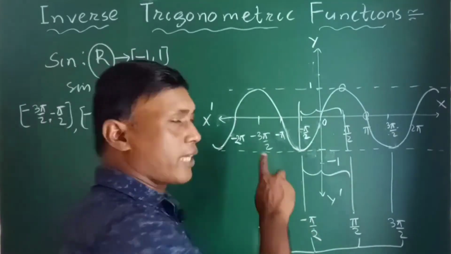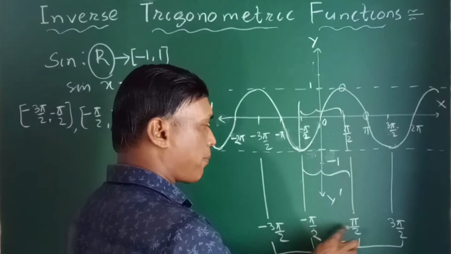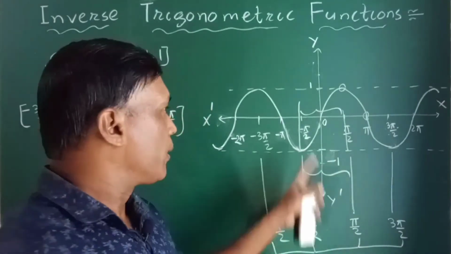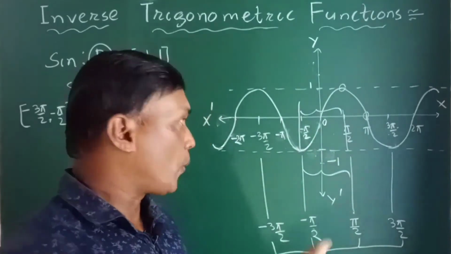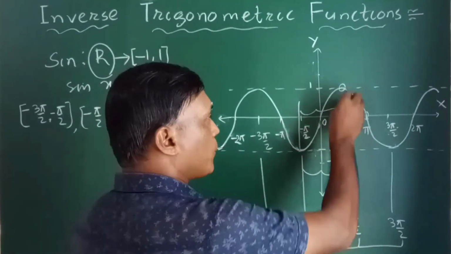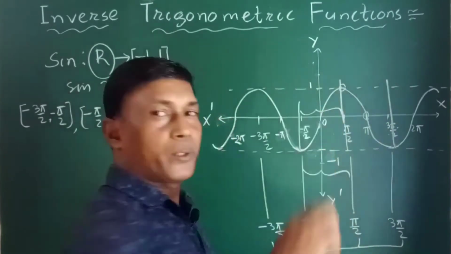That means the sine function is one-one in this interval, minus pi by 2 to pi by 2. So in this interval the sine function is bijective. Also, not only here but also from minus pi by 2 to 3 pi by 2.